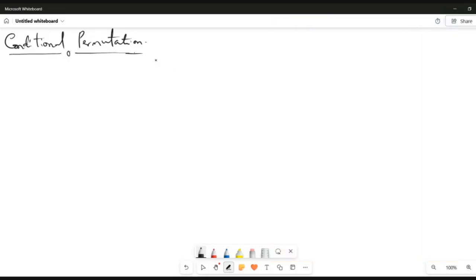So we're talking about conditional permutation. Now, what do you mean by conditional permutation? It's possible for you to want to arrange items such that you now have a condition attached to it. So when a condition is attached to your arrangement, you have what we call conditional permutation. And that's what we want to look at now.